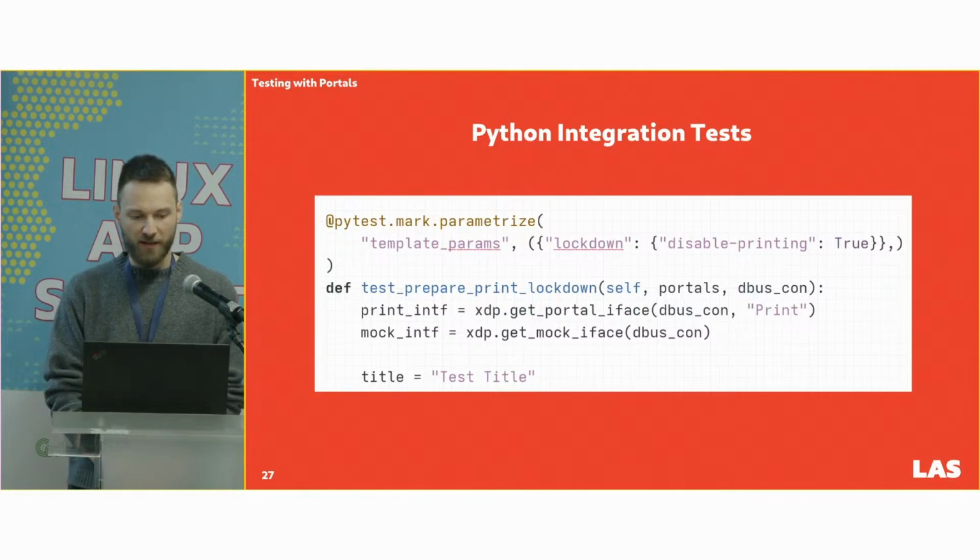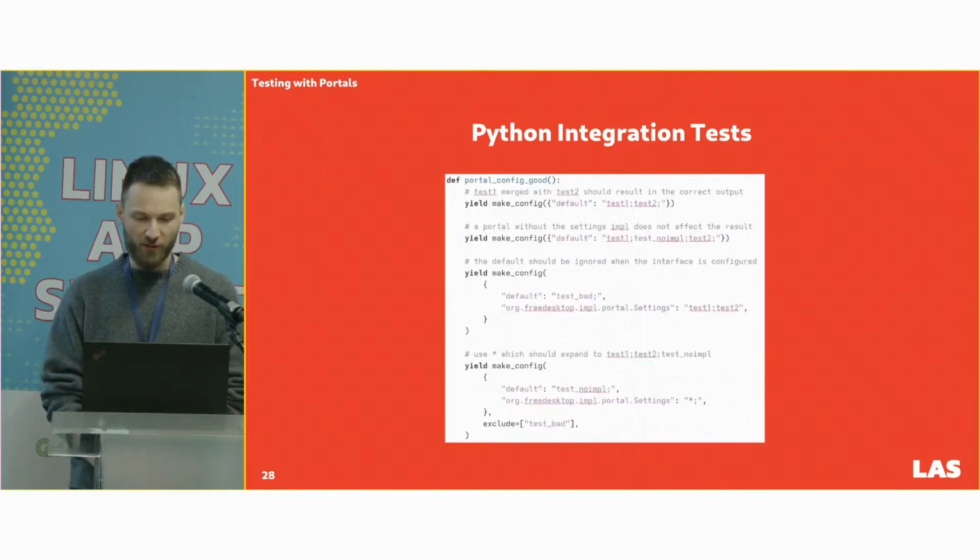We can also, at a specific test, override one of the fixtures again. In this case, we are saying that we want the lockdown backend that we are mocking to disable printing, which means this entire test is now running with printing disabled, and the tests will therefore behave differently than if we didn't do that. So we can check basically all the different combinations of things that are possible.